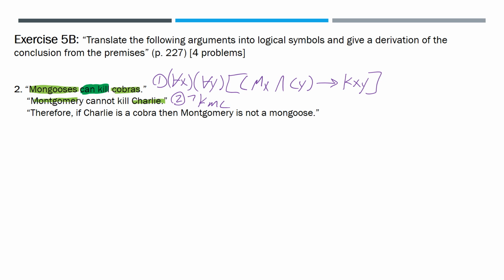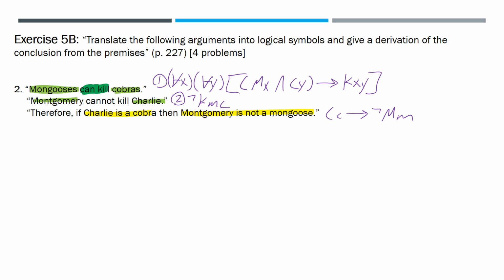Therefore, if Charlie is a cobra, then Montgomery is not a mongoose. There's a conditional. The antecedent, we have Cc. Consequent, we have not Mm. Where uppercase C is cobra, lowercase c is Charlie, uppercase M is mongoose, lowercase m is Montgomery.